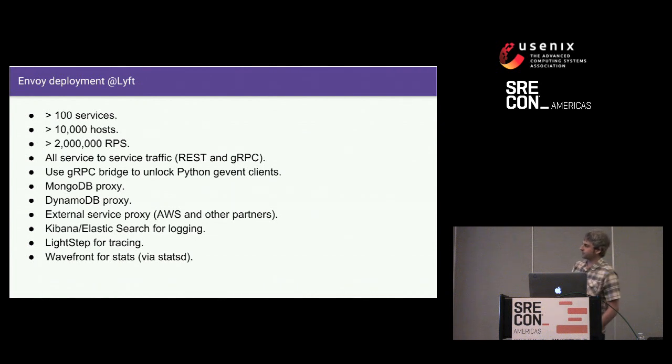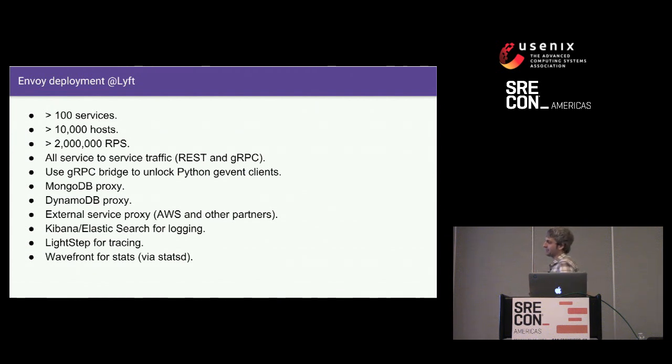So very briefly, just from the Envoy deployment at Lyft, now this slide is old, we run probably over 150 services now. We run Envoy on over 10,000 hosts. At peak, the Envoy mesh does over 2 million requests per second. All service-to-service traffic goes through Envoy. We use Envoy, as I've already talked about, for MongoDB. We do something very similar for Dynamo. We have a filter that parses the Dynamo REST API and spits out stats. So if you're using Dynamo, again, from any of the application languages, you get very rich stats.